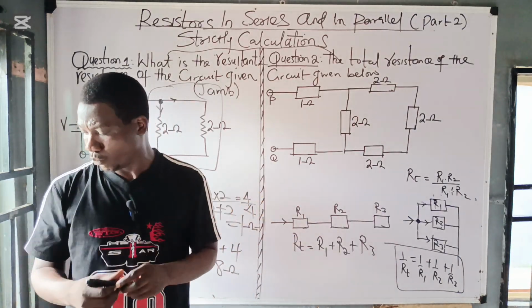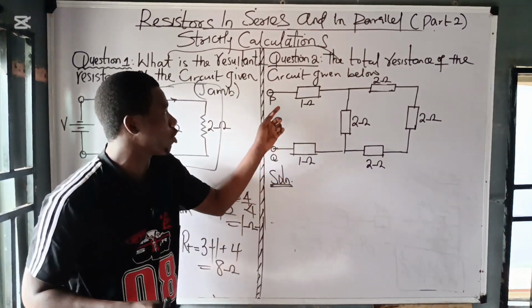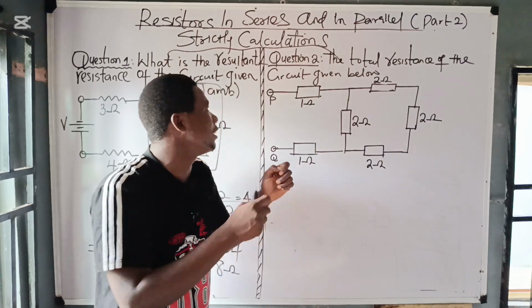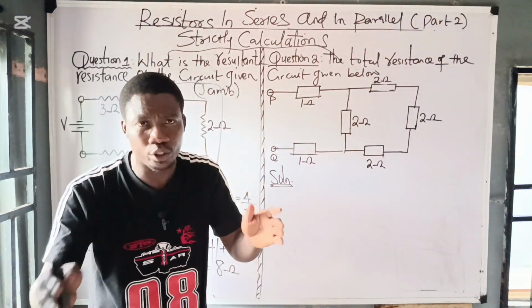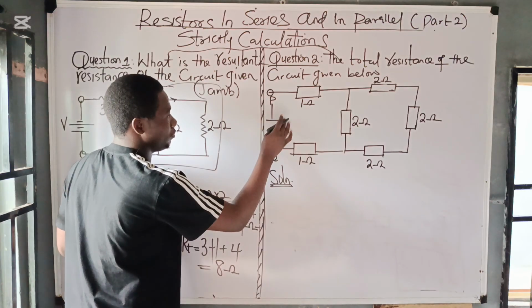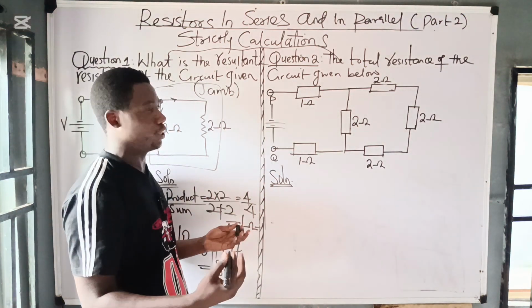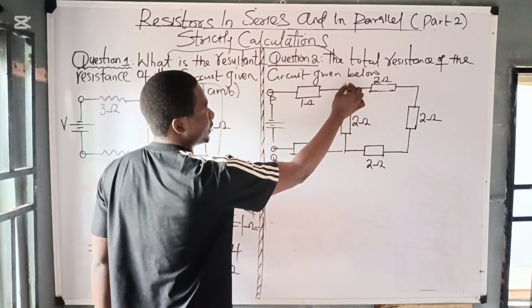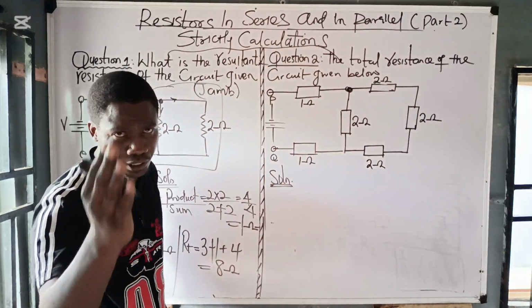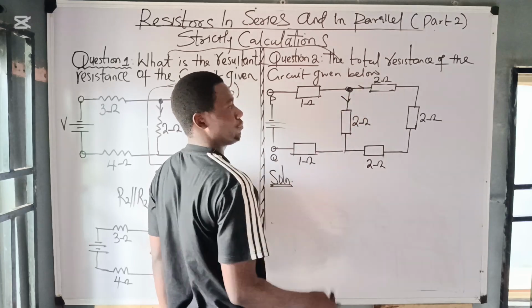Now let's take question number 2. Now let's take this second question. The total resistance of the circuit given below is what? I've told you, analyze the flow of current. The flow of current will indicate whether it is parallel or series. And when the current flows there and it gets to this place, what do you think will happen? Can you guess? The current will divide between this one and this one.